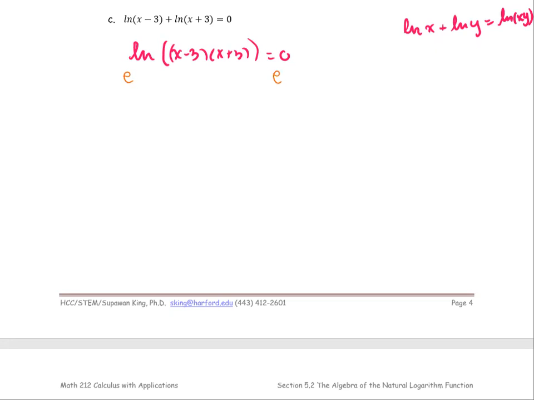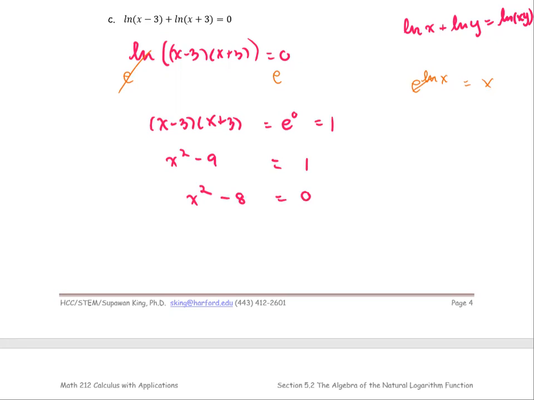With the cancellation law, e to the natural log of x equals x. So on the left-hand side, e and log take care of each other. So it becomes the product of x minus 3 and x plus 3 equals e to the 0 power, which is 1. Now we're going to simplify the product on the left-hand side to be x squared minus 9 equals 1, or x squared minus 8 equals 0.